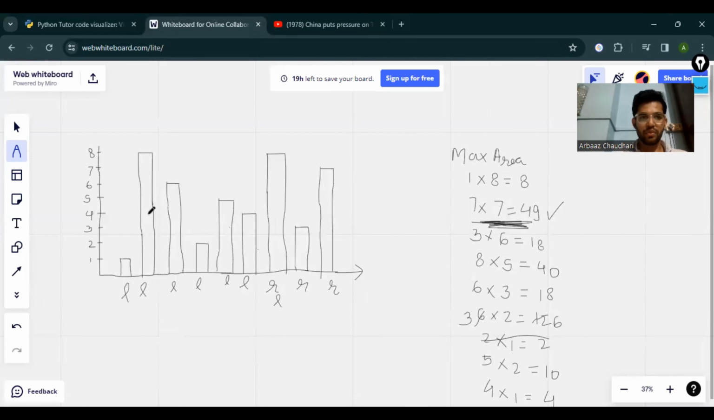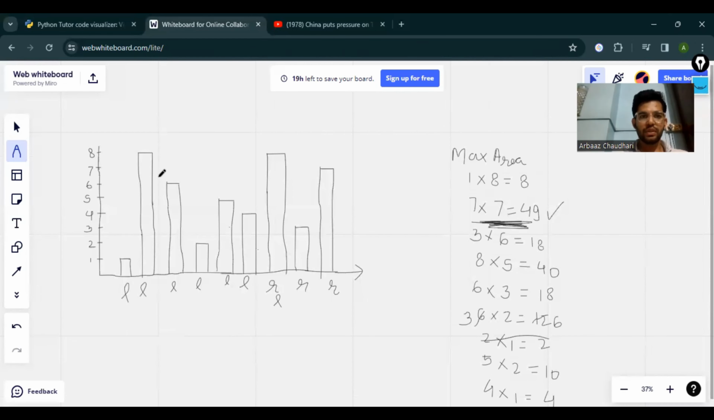Next, which one was smaller? This was the smaller, so I will shift R over here. Now R is over here and L is over here. Which is the smaller height? Both are equal here, 8 and 8. So water will be filled till height 8 and the width will be 1, 2, 3, 4, 5. 8 multiplied by 5 makes the area 40.